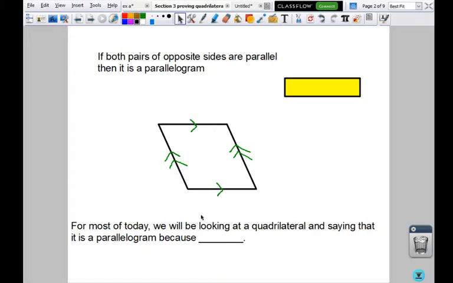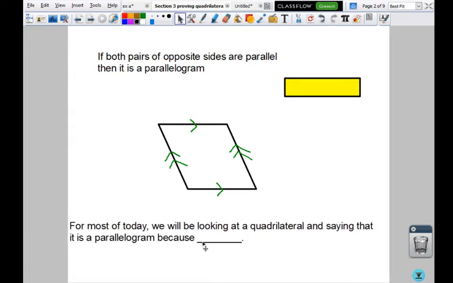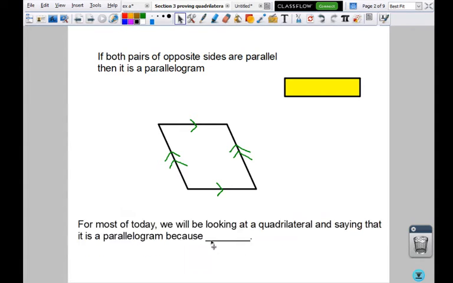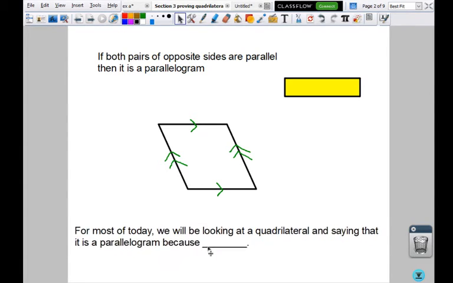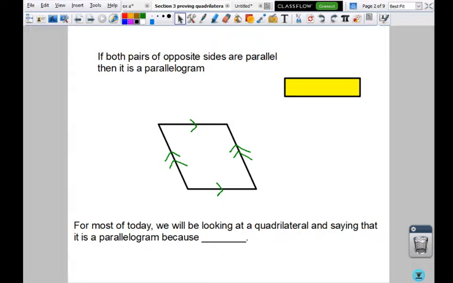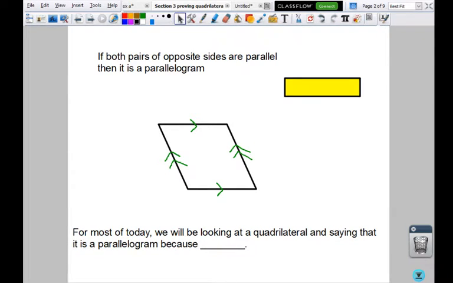So if I look at a shape and I say, oh, these sides are parallel, and the left and right sides are parallel, I can say it's a parallelogram. But that's not my reason. This is just the example of how we're answering. What we're learning today is we are filling in this blank. We're going to say, yes, it's a parallelogram because of this reason. So we're going to learn all the reasons today.